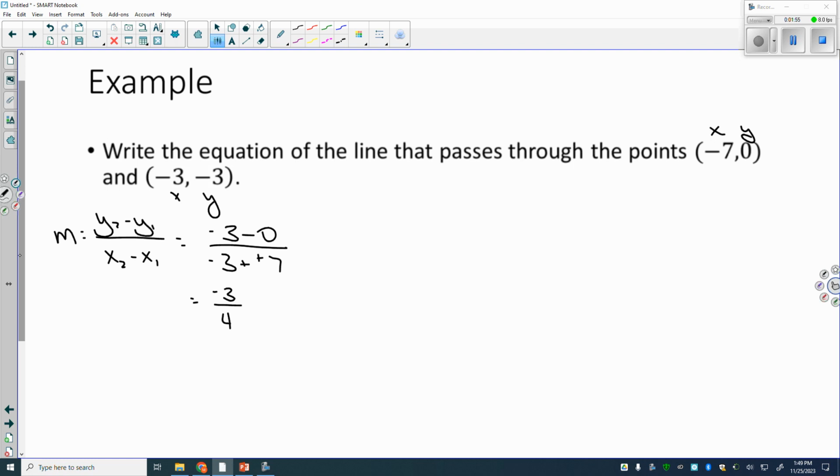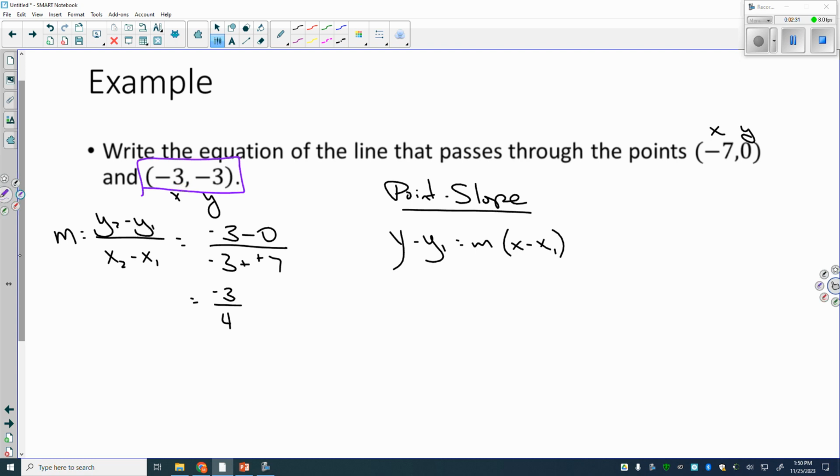Now, I am going to do point slope form. Now, when I have this, I can pick either point that I have. It does not matter which point. You just pick whichever one you want to go through. I'm going to show you both, but I'm going to start with this one right here, -3, -3.